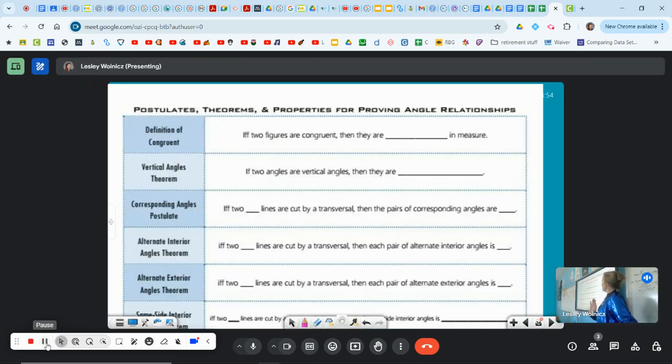Okay, what did we say? If two figures are congruent, then they are what in measure? Okay, if two angles are vertical angles, then they are? Okay, if two what kind of lines? Parallel lines are cut by a transversal, then our pairs of corresponding angles are congruent. Okay, what if we have two what kind of lines?